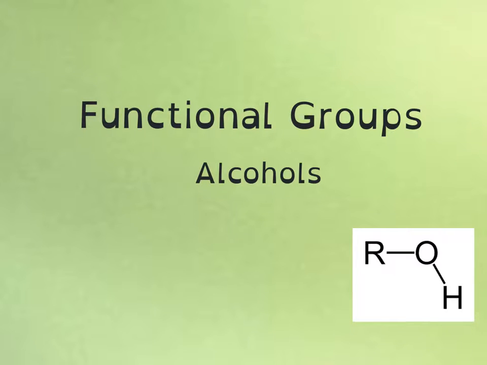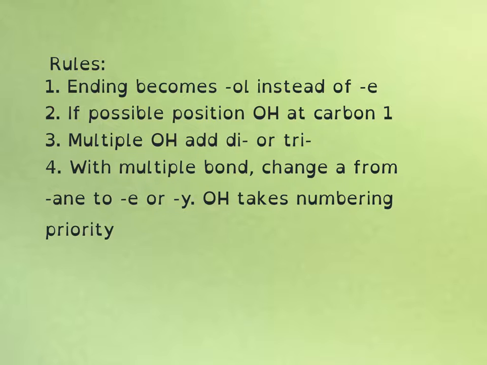In this video, we're going to look at one of the functional groups called alcohol. Alcohol is, as you can see over here on the right, a carbon chain. So this R represents whatever carbon chain, and then you have OH connected. All right, so here are the rules for naming alcohols.